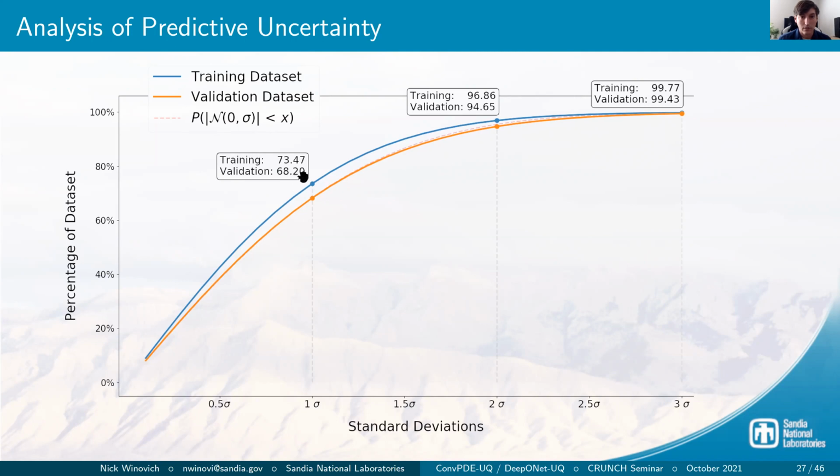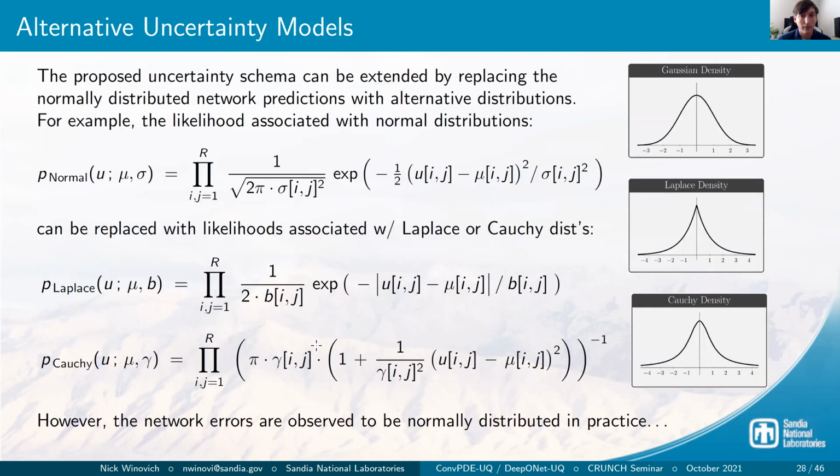So this is kind of like the 68, 95, 99 empirical rule. This is basically saying that on average, our standard deviations do reflect an accurate representation of our error at the end of training. And what's more is that we can also think about replacing this normal distribution, this normal prediction model basically, with Laplace or Cauchy distributions.